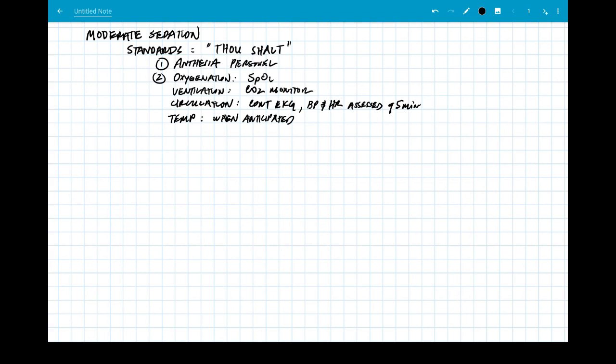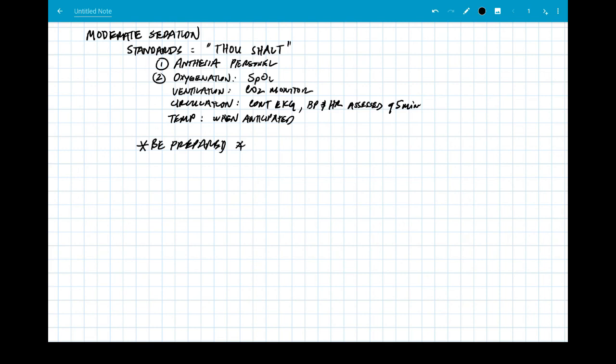All right. One of the other things that's very important when providing moderate sedation, and I'll emphasize this on other lectures, is be prepared. Be prepared for the patient to go into deep sedation or general anesthesia where their airway may be compromised, their ventilation may be compromised, and their circulation may be compromised. So have backup plans should that occur.